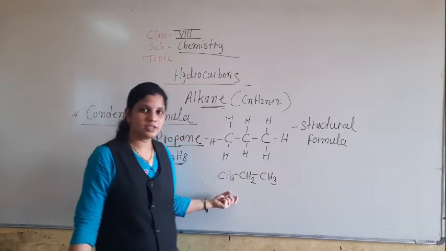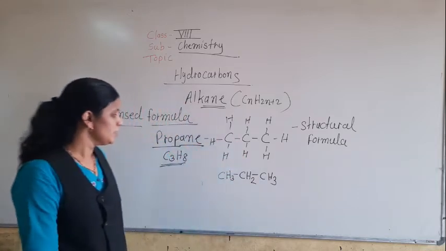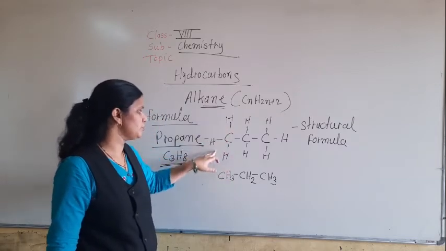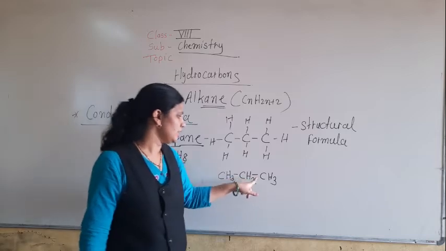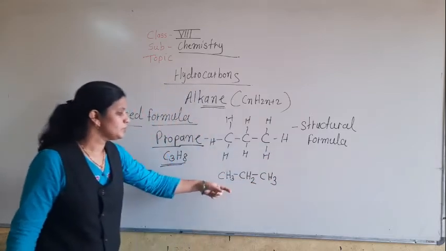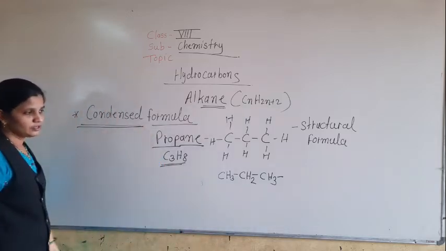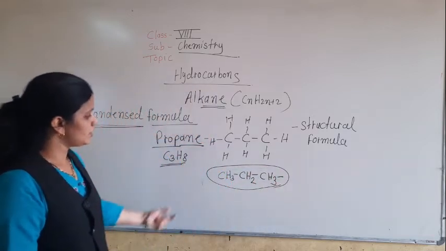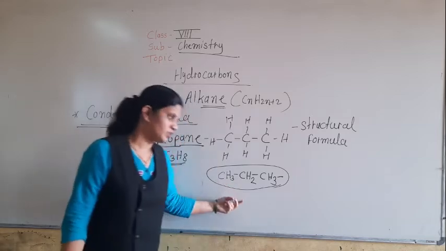This is easy to write, because the structural formula is long, so we condense it in a short form. You can write it this way: CH3, then C with 2 hydrogen atoms, so CH2, and then linked with another carbon atom with 1, 2 and 3 hydrogen atoms, CH3. So this formula is known as a condensed formula. This is the new point for you. So what you have to do today is write down the condensed formula of all these alkane series.